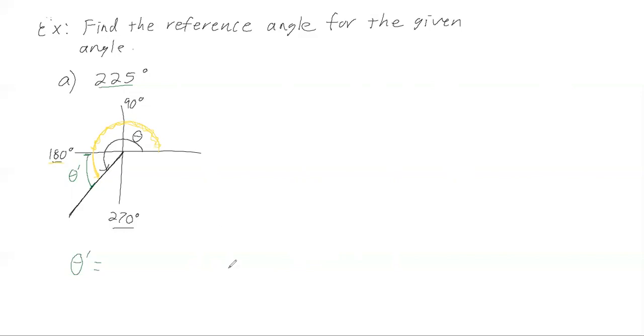So what would theta prime be? Be theta minus 180 degrees. So theta prime is equal to, what was theta? 225 degrees minus 180 degrees. Well, what does that give me? 45 degrees.